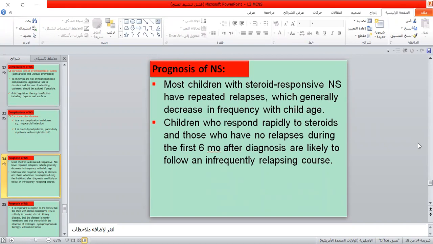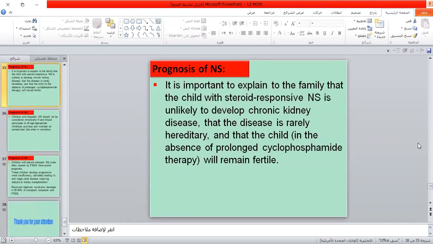هذا المينيمال تشينج. احكي عن مينيمال تشينج. The patient respond rapidly to the steroid, and those who have no relapses during the first 6 months after diagnosis are likely to follow an infrequent relapsing course. That patient within 4 weeks of the initial treatment of the steroid صار عنده response وبعد ما خلص العلاج ما صار عنده relapse within 6 months خلال 6 أشهر، فهذا عادة الفريكونسي مالتهم راح يكون كلش قليل.